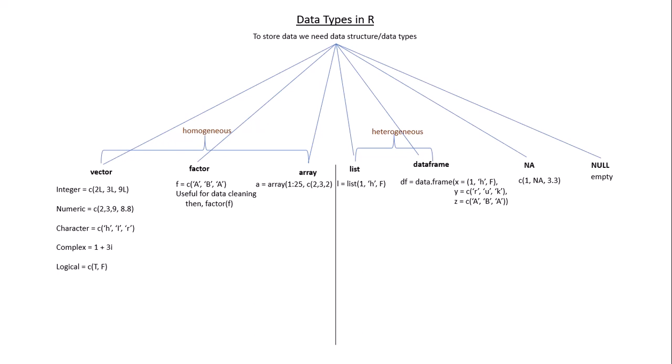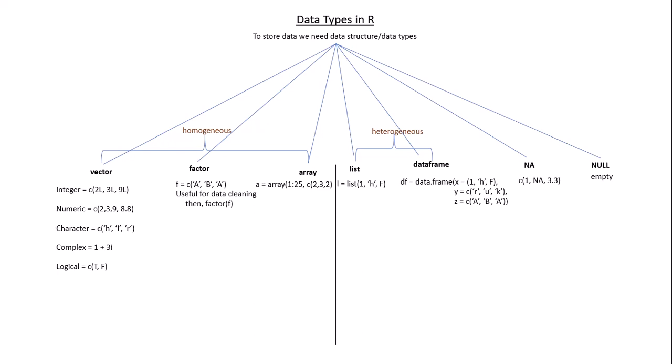Now comes the heterogeneous data type. First is list. A list contains different data types. As you can see, one is an integer data type, then I put an alphabet which is a character data type, and after that I put a logical value. So I can store different data types in the heterogeneous data structure.